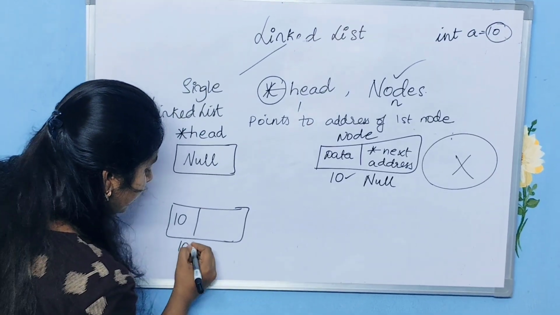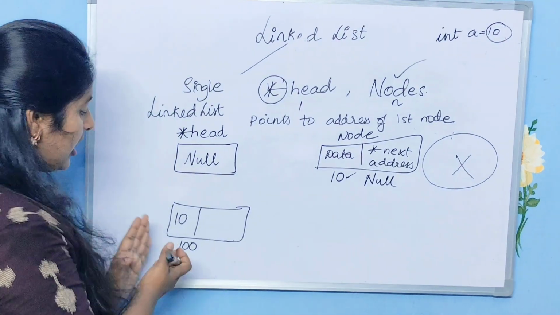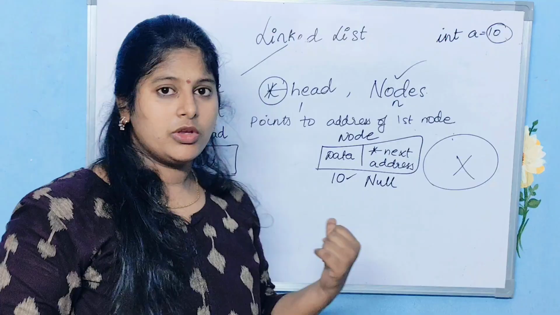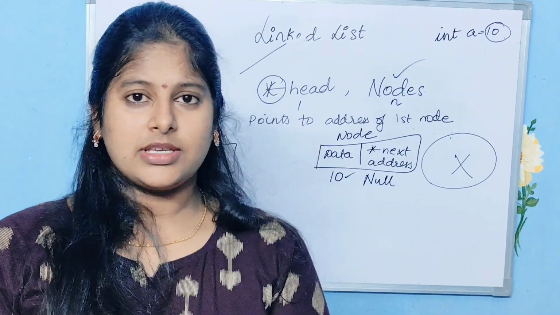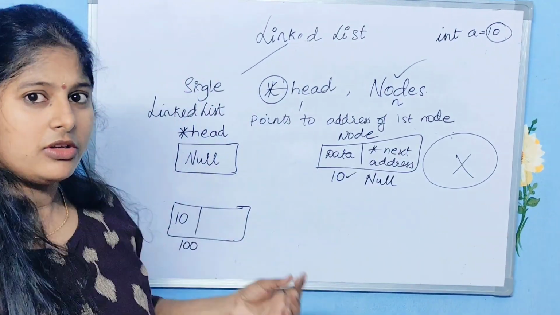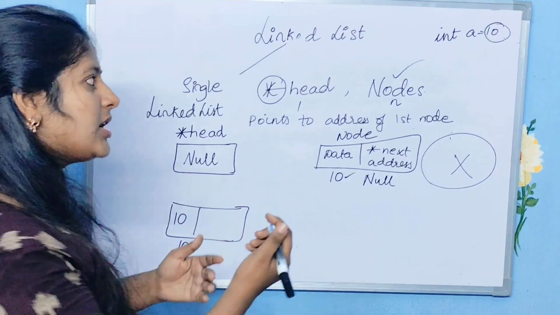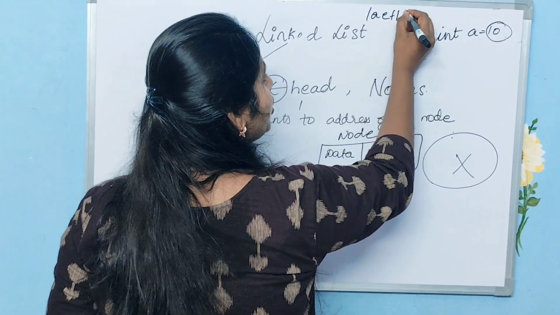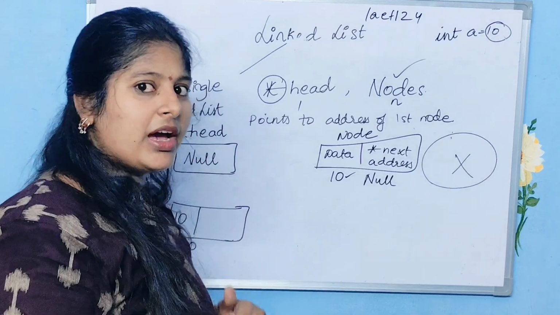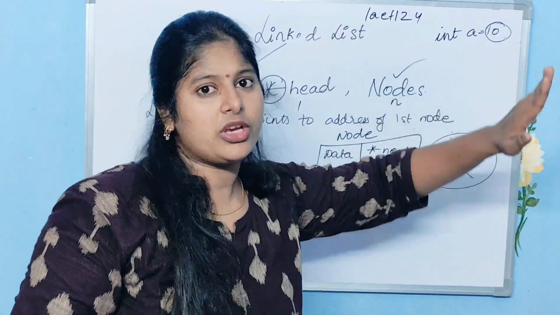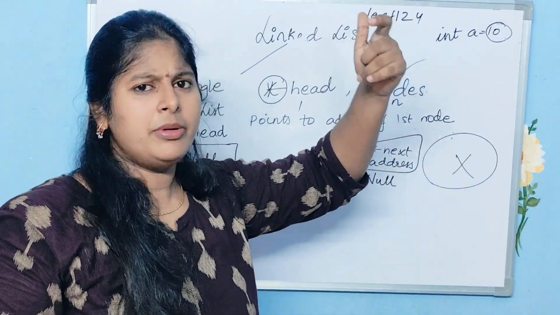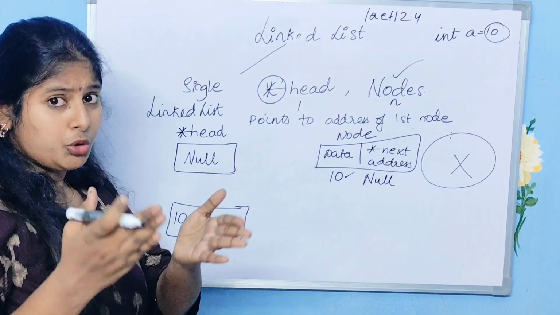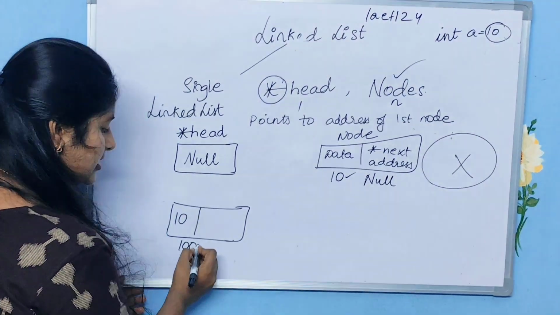It is stored at the location 100. So I've been taking addresses like 100, 1000 so that you will understand the concept easily. Otherwise, I might have addresses like 1AEF124. If I ask you what will come after 4 locations, you might get a little confused. To overcome that, I will be using addresses like this.